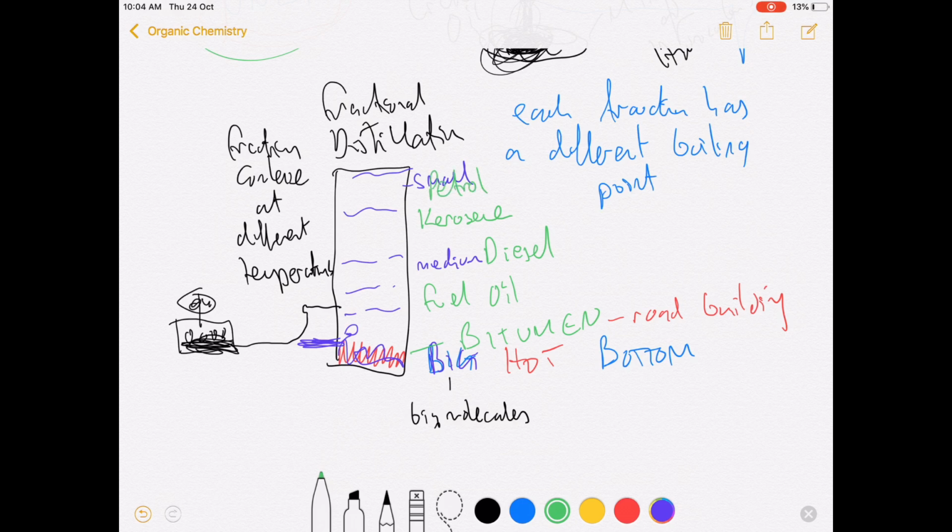If you don't know what petrol is used for, hit the books. And then coming off at the top are gases, sometimes called refinery gases.